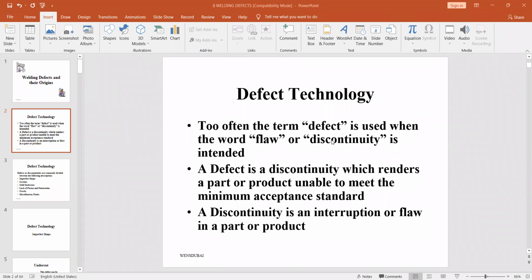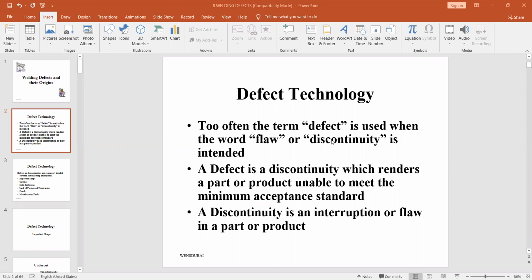Okay. Now the first is defect terminology. Too often the term defect is used when the word flaw or discontinuity is intended. A defect is a discontinuity which renders a part or product unable to meet the minimum acceptance standards, and a discontinuity is an interruption or flaw in a part or product that will not affect the performance or life of the specimen. In simple terms, a discontinuity will be acceptable. It will not affect the performance or life of the job, and a defect means it will affect the life or performance of the job and it will not be acceptable.